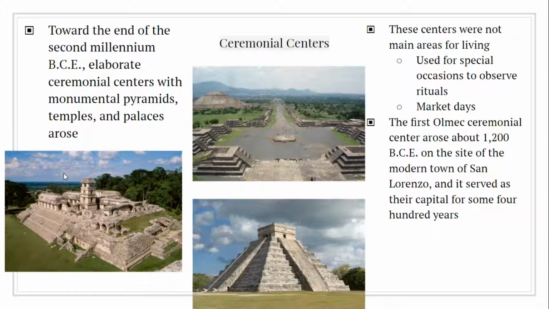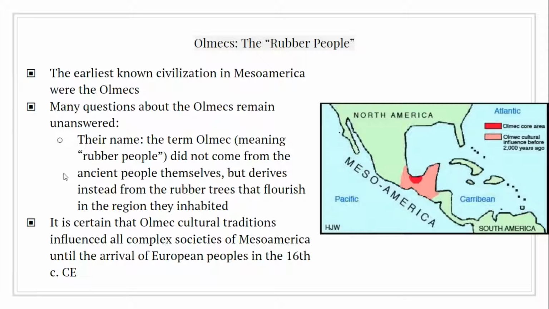The first Olmec ceremonial centers arose about 1200 BCE on the site of the modern town of San Lorenzo, and it served as their capital for about 400 years. So let's dive in a little bit more into the Olmecs, or the rubber people. This is the earliest known civilization in Mesoamerica, but this civilization is incredibly mysterious. For example, their name. They were coined the Olmecs, which means the rubber people, only because rubber trees flourished in this region. And so various archaeologists decided to call them Olmecs, rubber people, because that's what the main source was being grown there. But we actually do not know what they called themselves, which is quite a shame.